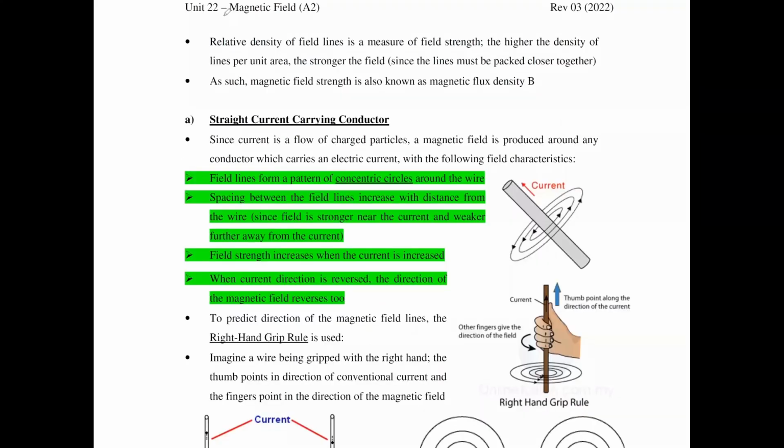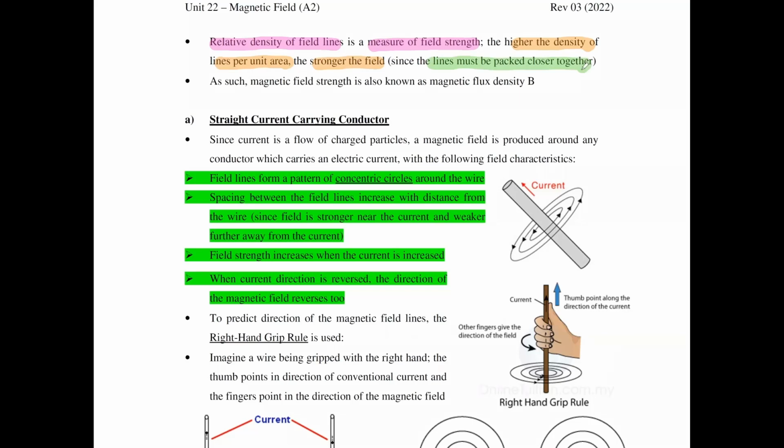Now, as mentioned to you earlier, the spacing between your field lines is a measure of your field strength. Where the closer the lines are to each other, the stronger your field. Another way to think about it is in terms of the relative density of your field lines. That would also be a measure of your field strength. Because the higher the density of your field lines per unit area, the stronger the field, since the lines must be packed closer together here.